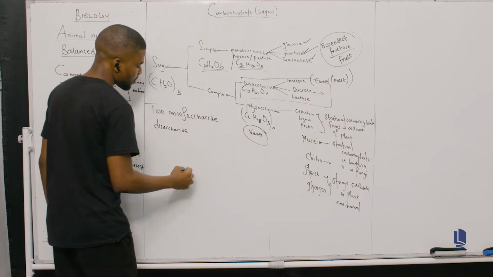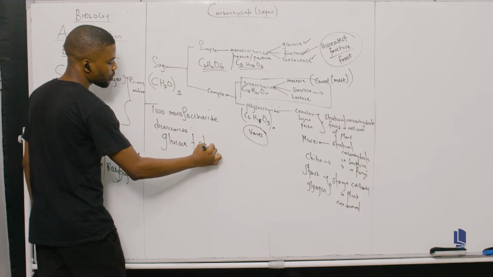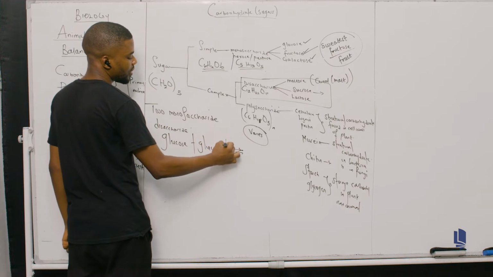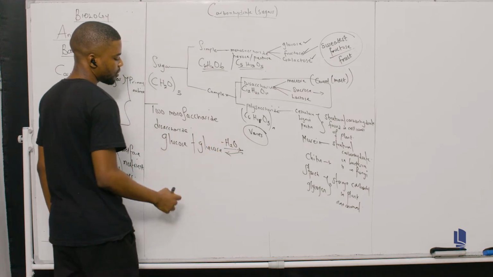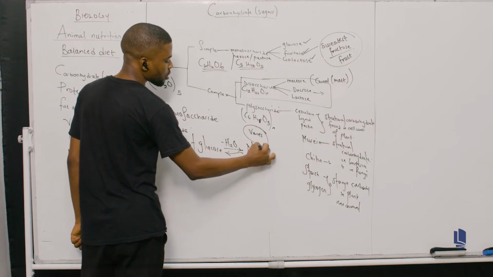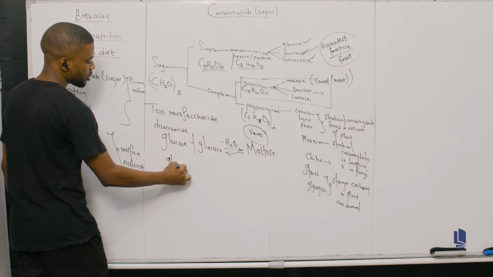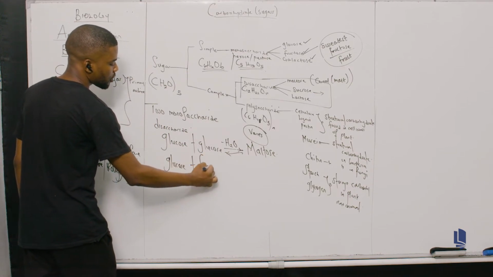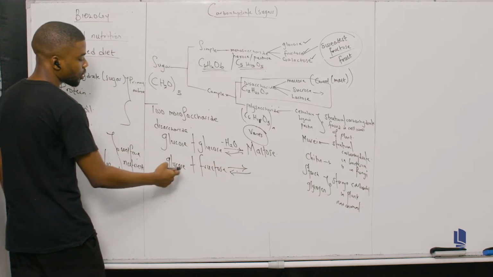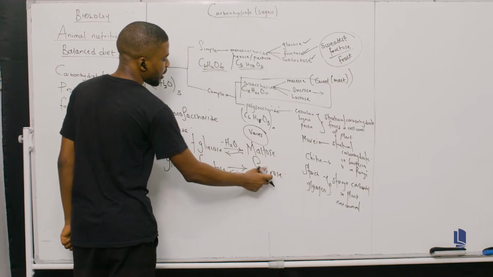For example, this is what I'm saying. Look at it. Glucose plus glucose. This sign shows that it can be reversible. With the removal of one molecule of water, glucose plus glucose will give us maltose. Glucose plus fructose will give us sucrose. And this is your table sugar.